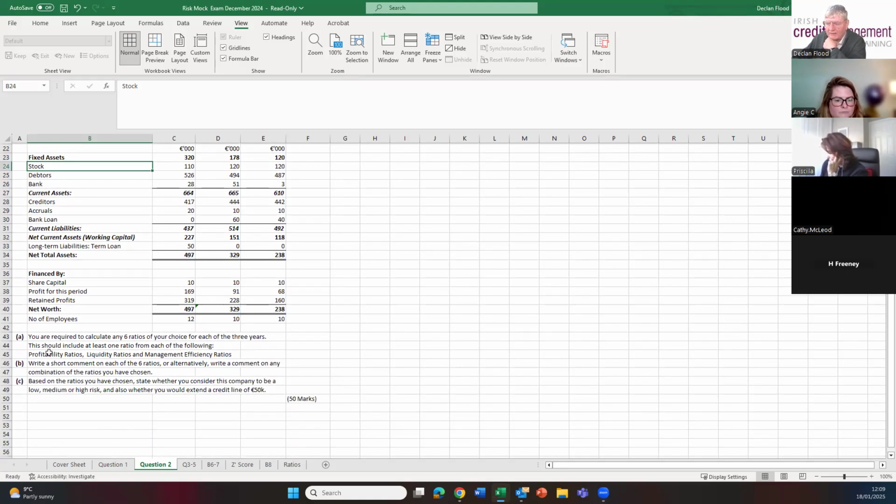And again, read the question. There are three parts to the question, and you need to give three different answers. So A, you're required to calculate any six ratios of your choice for each of the three years. This should include at least one ratio from each of the following: a profitability ratio, a liquidity ratio, and a management efficiency ratio. And just in case you think we're being mean to you, as part of the paper that we will give you, the last tab, and let me just make sure here.